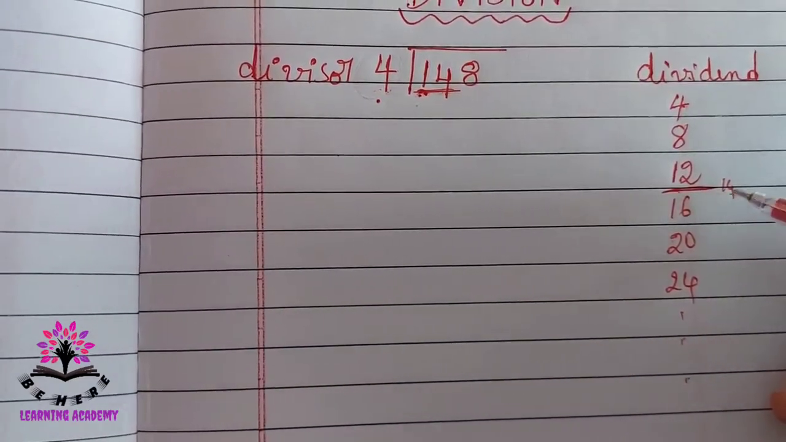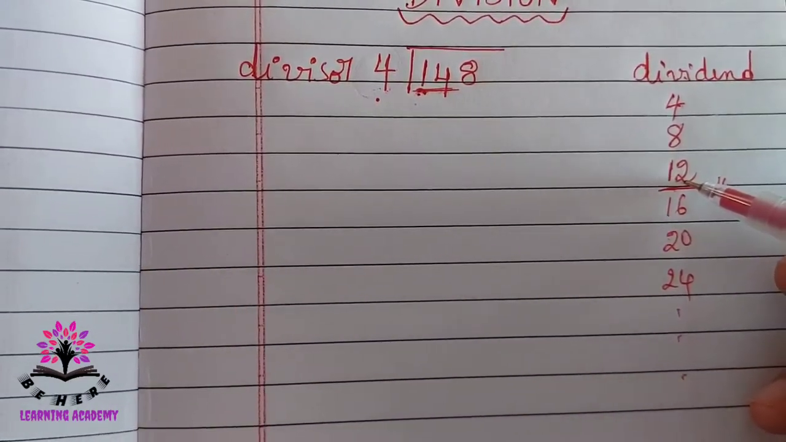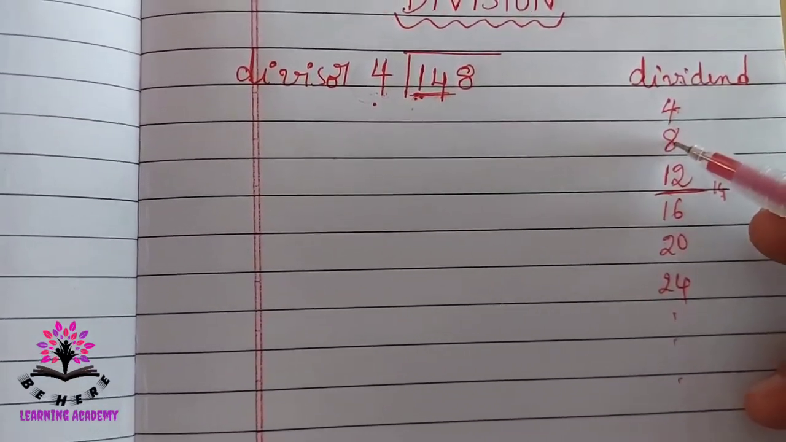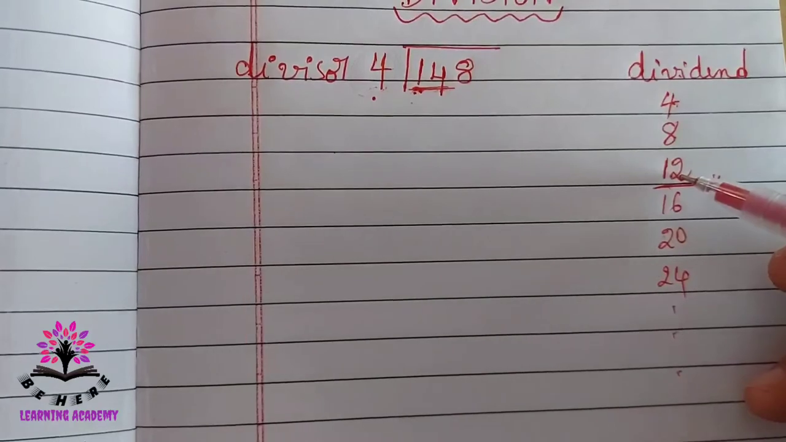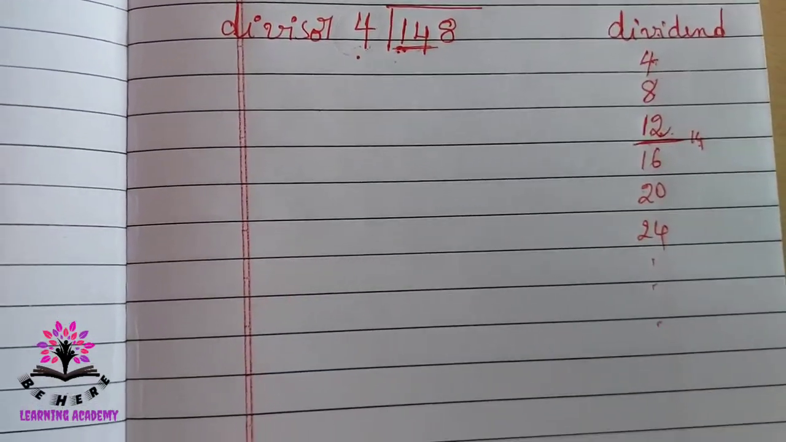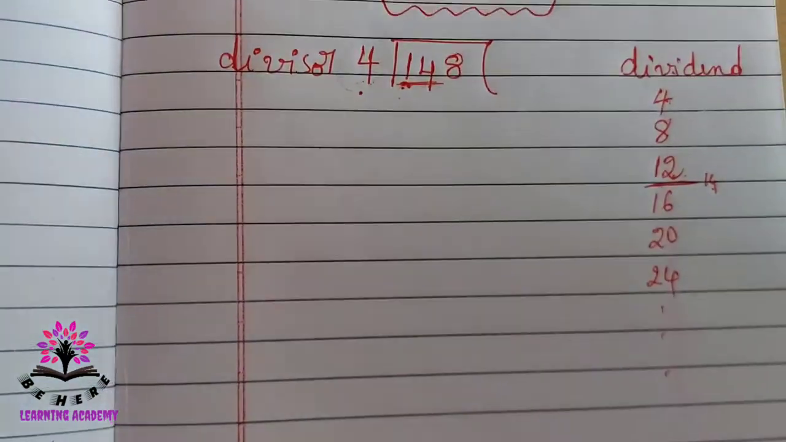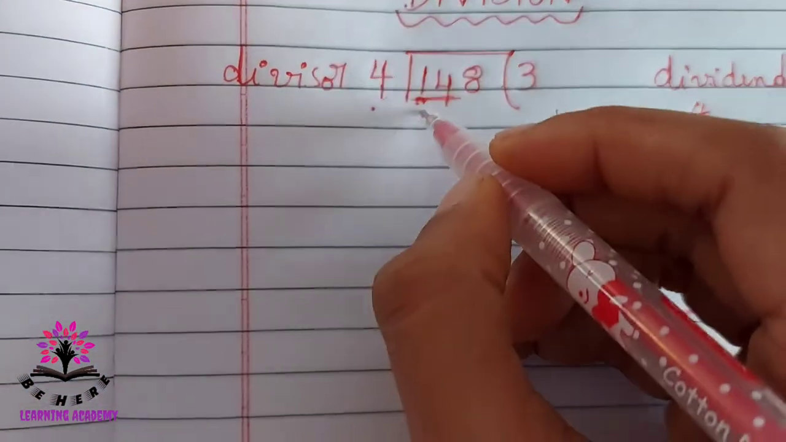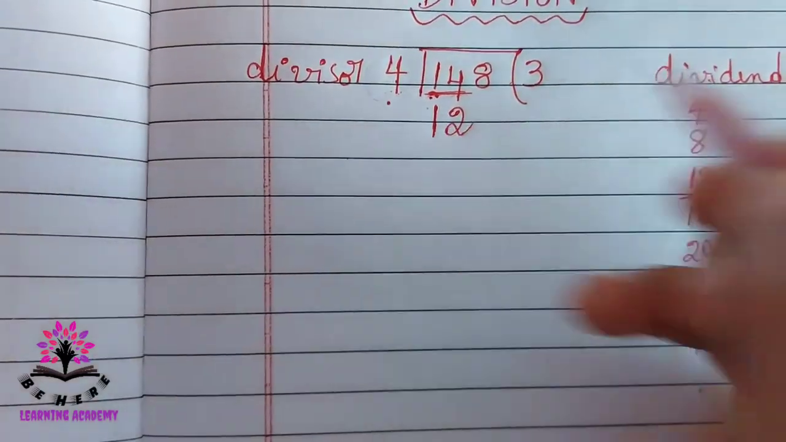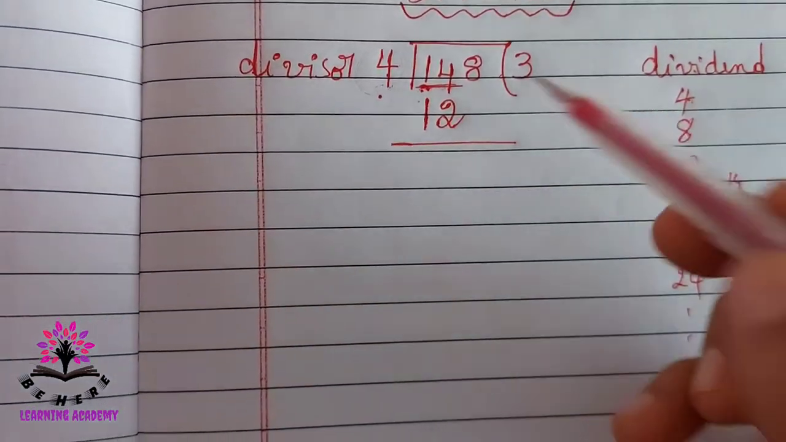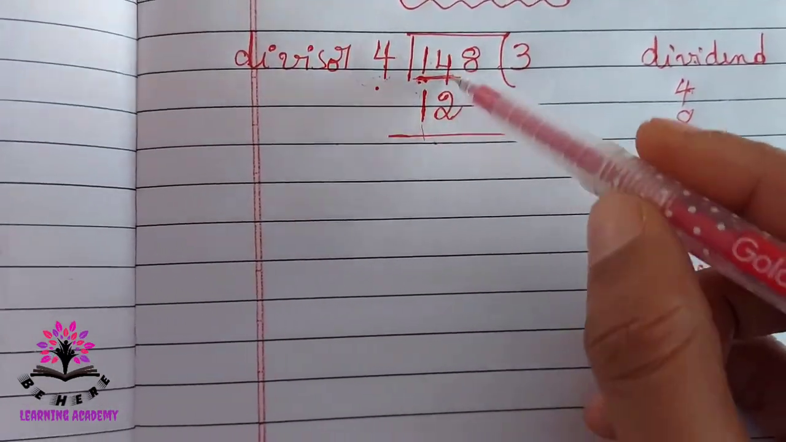So, you have to consider the smaller number here. What is the smaller number? 12. So, 4 1s are 4, 4 2s are 8, 4 3s are 12. So, 4 3s are 12, right? Okay, then you have to subtract these numbers.